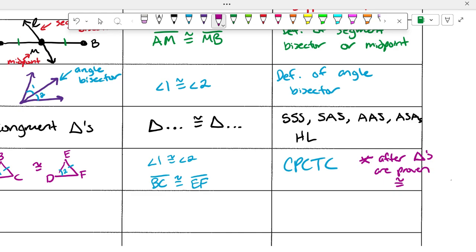So these are just some very basic reasons and statements that you will see when we do some proofs together. So again, CPCTC is just an acronym for corresponding parts of congruent triangles are congruent. It's on the other side of that graphic organizer.